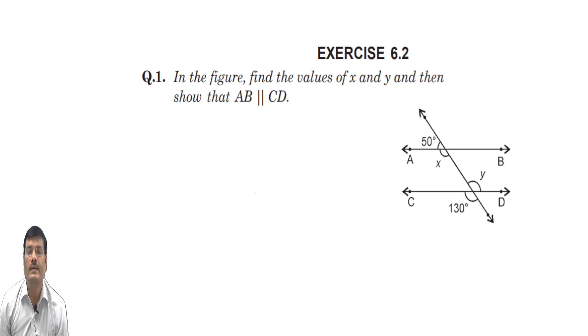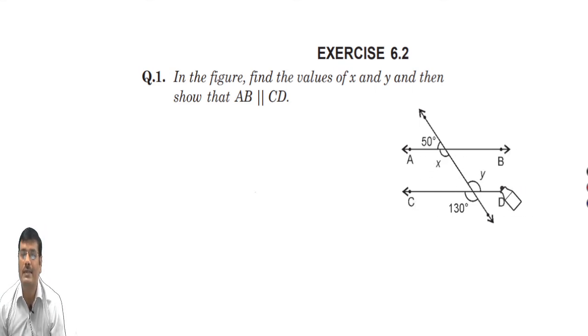Next, see exercise 6.2 question number 1. It is given that AB is parallel to CD. We have to find the value of x and y. So simply you know that x is equal to y, it is an alternate angle.